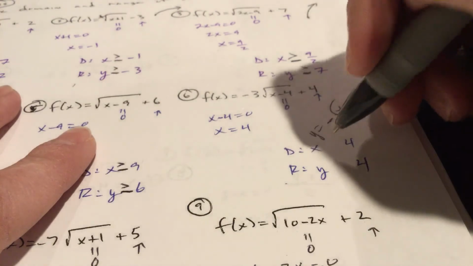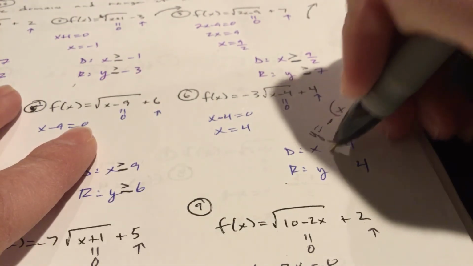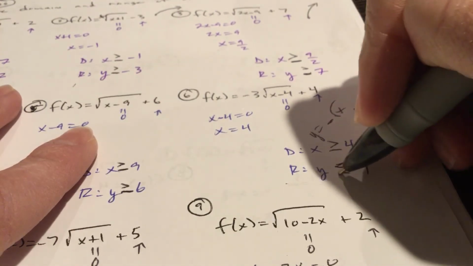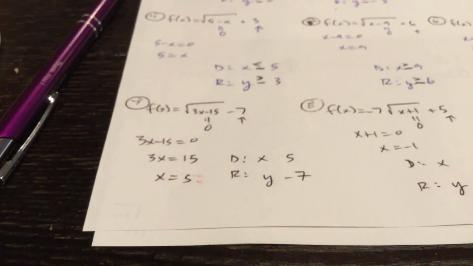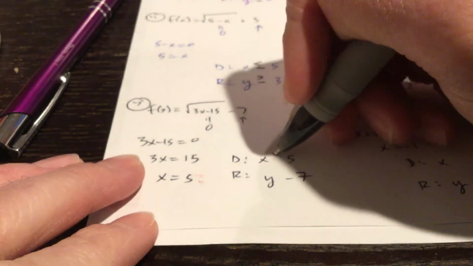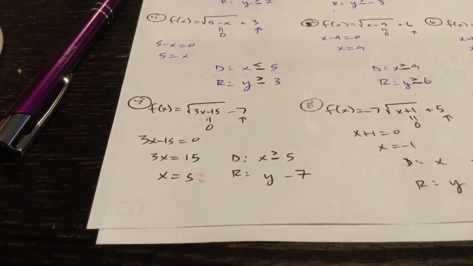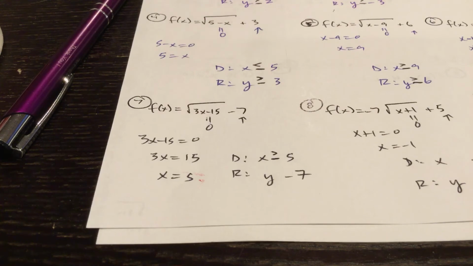So again, I can have any value of x that is 4 or more, but my range is going to be less than or equal to 4 now. All right. Number 7, I take what's inside the square root and set it equal to 0. I get 5. That is a positive x on the inside of the square root, so the domain is going to be greater than or equal to 5.